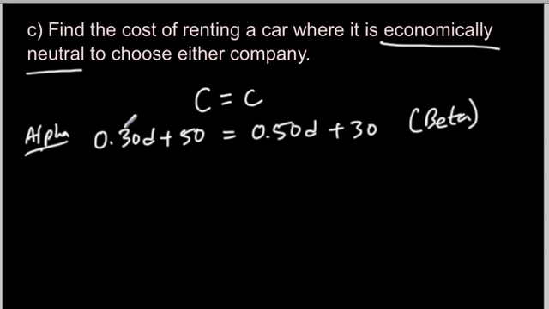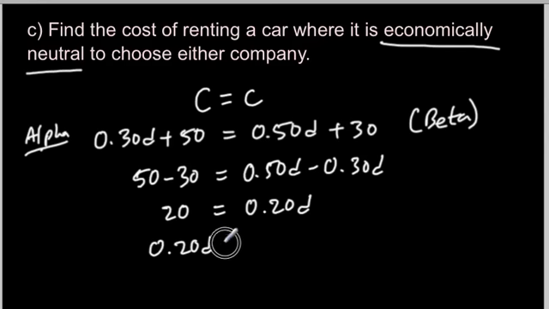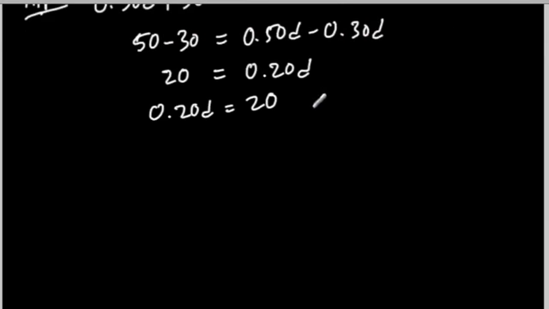I can subtract the 0.3D from this side or that side, and then subtract the 30 from this side to that side. So 50 minus 30 is equal to 0.50D minus 0.30D. In other words, 20 is equal to 0.20D, or let me rewrite it the other way: 0.20D is equal to 20. So D is equal to 20 divided by 0.20.